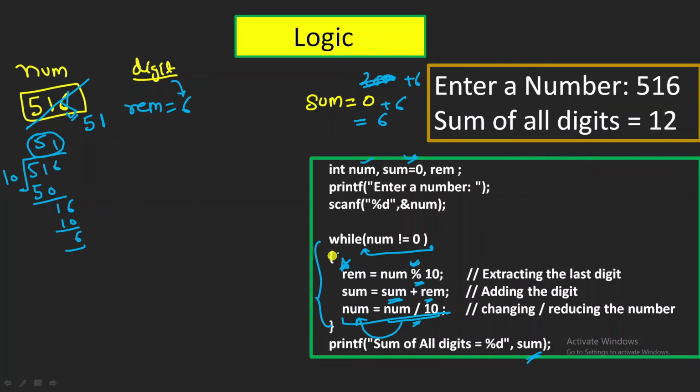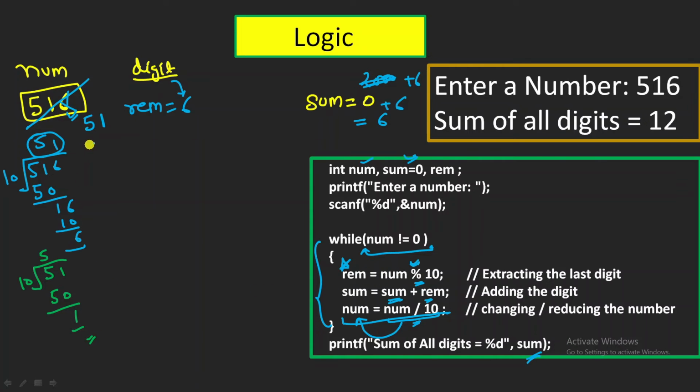Now next time you check, is my number not equal to 0? Yes, 51 is not equal to 0. So again you divide 51 by 10. 10 5s are 50, you get remainder as 1 and 5 as the quotient. So if you see 51 by 10, you are getting remainder as 1.